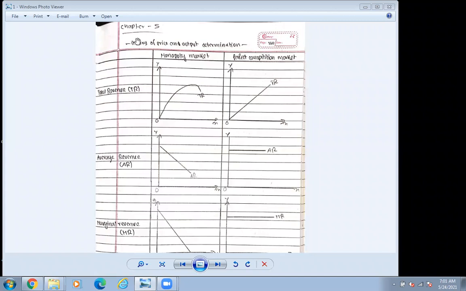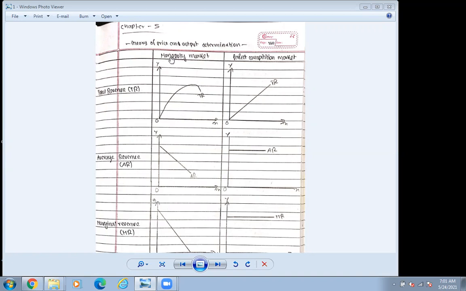Everyone. So we are going to do chapter 5 today. Theory of price and output determination. Last time we learned chapter 4, and there we learned the different types of graphs that we are going to learn in this chapter.